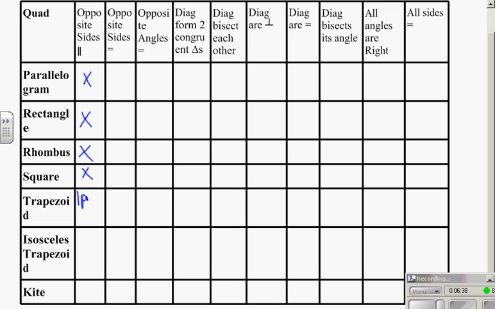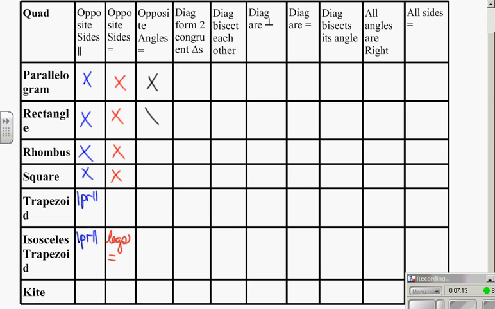Now, I usually make a note that a trapezoid has one pair parallel, and an isosceles trapezoid has one pair parallel, just to help collect my thoughts. When I look at which figures have opposite sides equal, again, it's my parallelograms, which includes all of these guys, and not my trapezoid, but my isosceles trapezoid, the legs are equal. And if you remember, the legs are the non-parallel sides. Kites don't have opposite sides being equal.